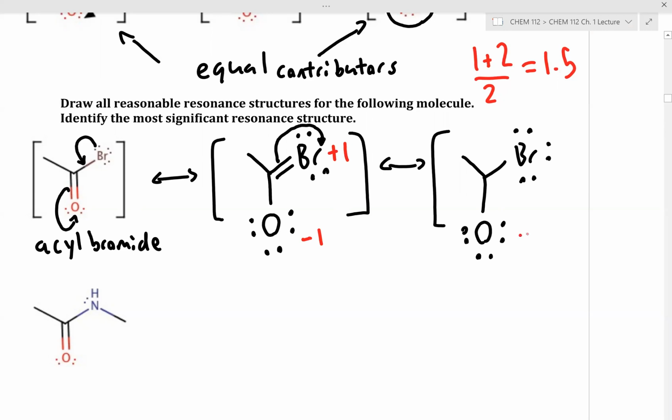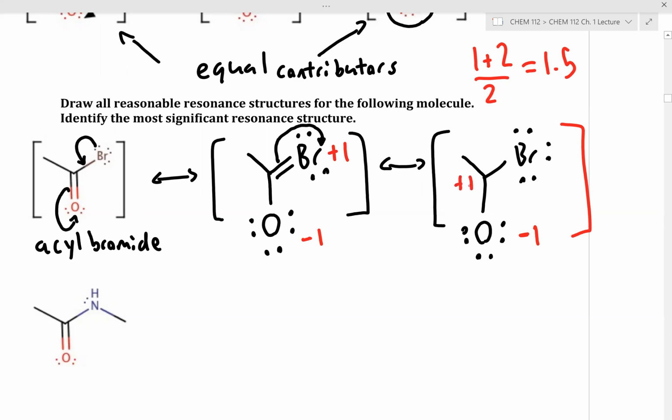The formal charge on oxygen is -1 still. What has happened to the formal charge on our central carbon? It only has 3 bonds to its name. Positive, yep. And let's write this as +1.